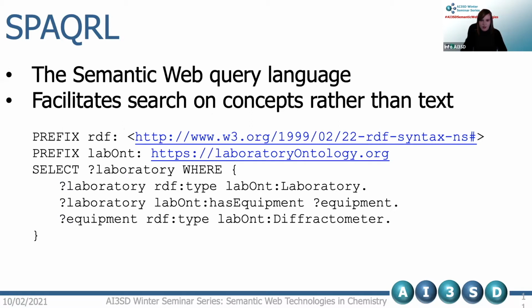The beauty of SPARQL is that it allows you to search on concepts, so you can add context to your search. As you can see from the query example on the screen, this query is searching for a laboratory that has a specific piece of equipment by defining the relationships that will need to be in place for a laboratory to fit the criteria of the query.